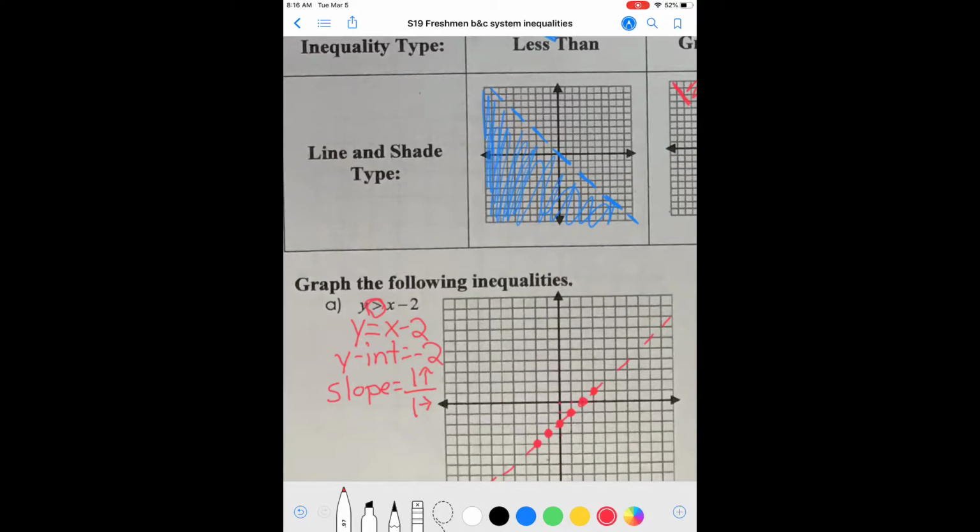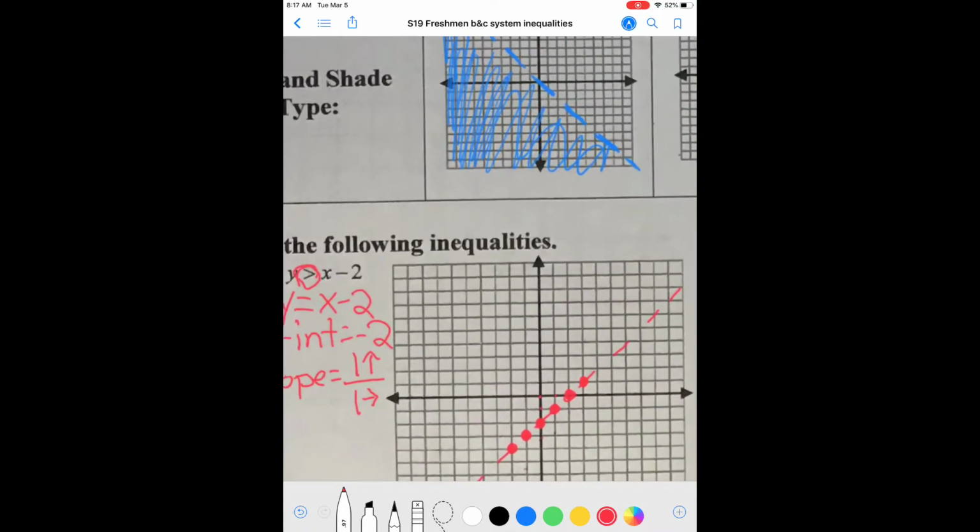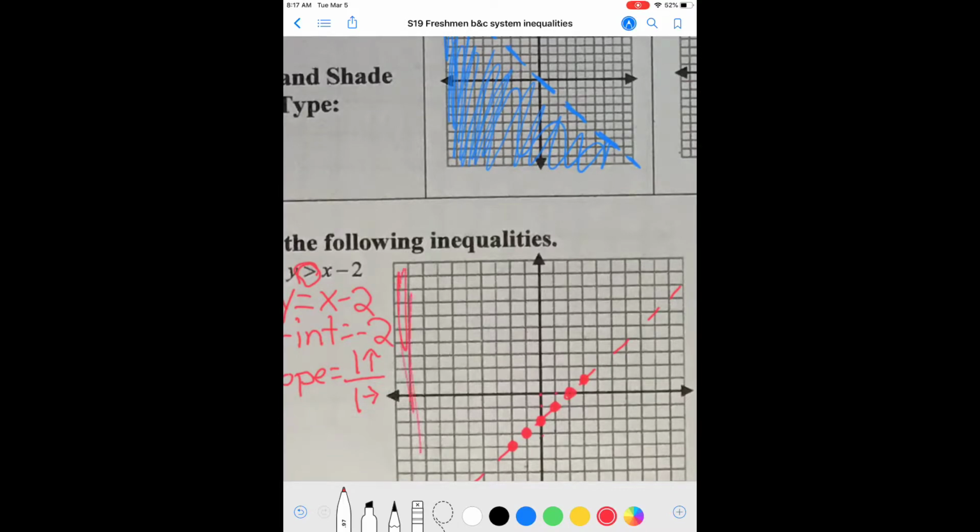Now, is it less than or greater than? It's greater than. So it's going to be above, just like we have up top or in the middle of the page. So we're going to shade above the line. So this is what our graph would look like.